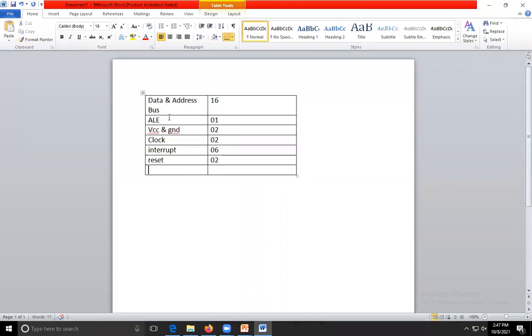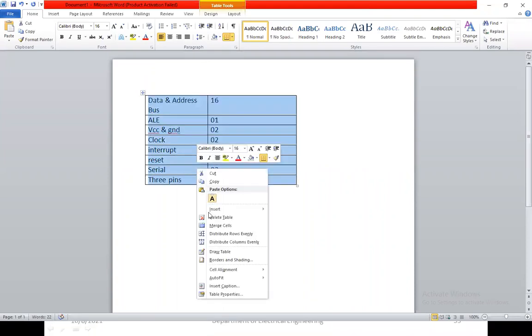Again, we require serial input communication. For serial communication we have only 2 pins, SID and SOD. Then 3 pins are the input output, read and write. So how many pins are there?